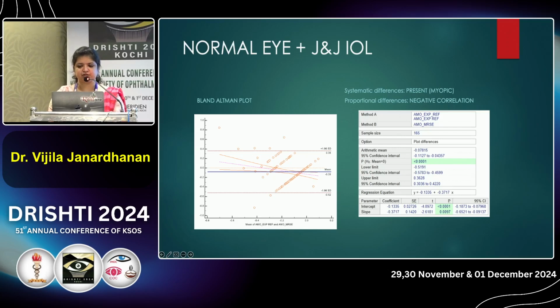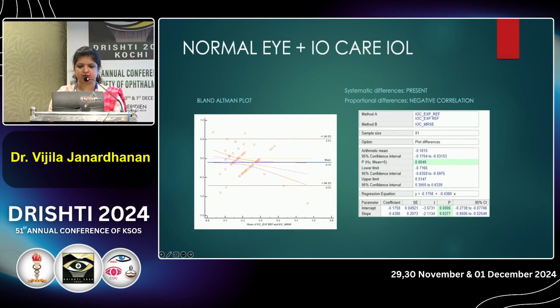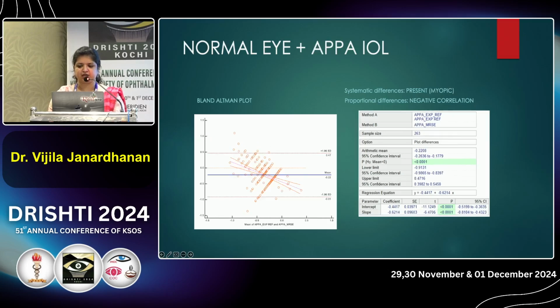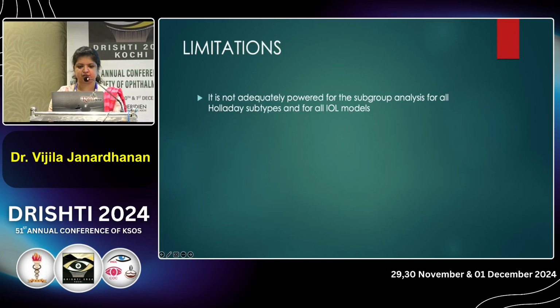So this information can be used to customize the outcomes close to target refraction in different ocular geometries and with different IOL models. In normal eyes, similar systematic and proportional differences are noted with the other IOL, though the magnitude of differences is greater than for J&J IOLs. The other IOL also shows similar differences with maximum magnitude of differences. The limitations: it's not adequately powered for subgroup analysis for all subtypes and for all IOL models.